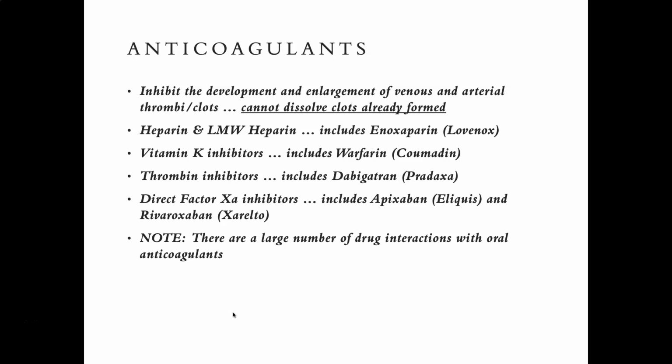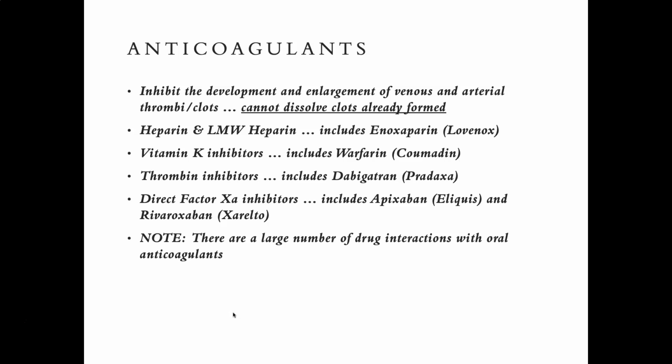All right, so types of anticoagulants. All of these you need to know. I'm sorry, but I see them so often in medical records. Heparin and low molecular weight heparin include enoxaparin, which is Lovenox. There are vitamin K inhibitors. Those include warfarin and Coumadin.